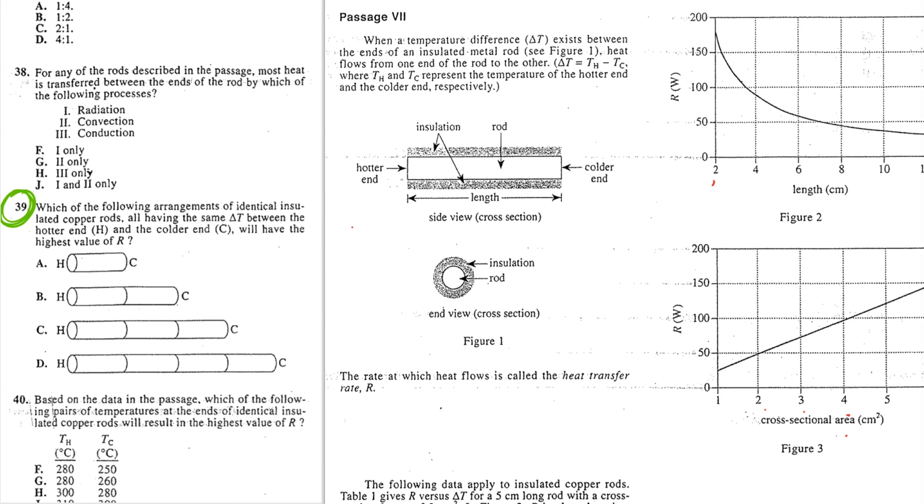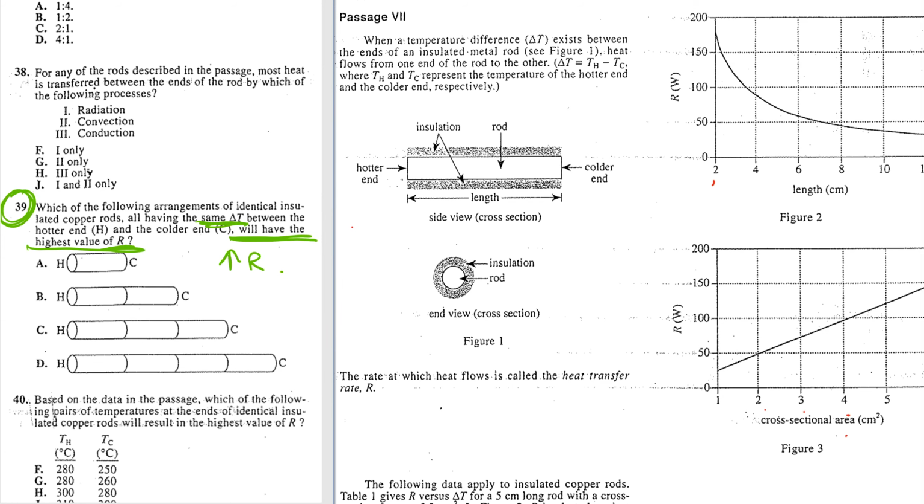Okay, here's question 39. It says, which of the following arrangements of identical insulated copper rods, all having the same delta T, and this triangle is delta, and it just means change. So it has the same change in temperature between the hotter end and the colder end, so it's the same between all the pipes, will have the highest value of R? So which one will have the highest value of R?